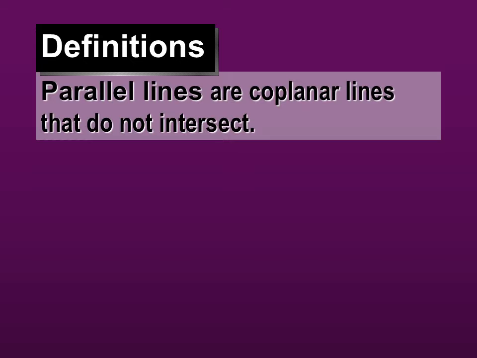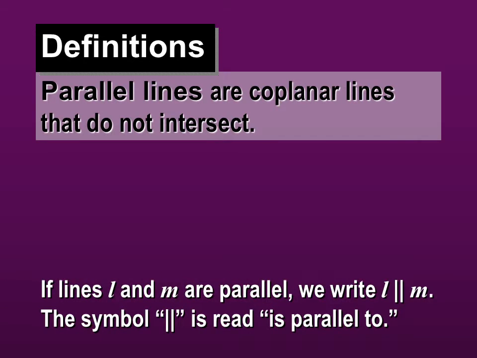So now we have a definition of parallel lines. Parallel lines are coplanar lines, so they have to be in the same plane. However, they do not intersect. If lines L and M are parallel, we can write it with the symbol of two vertical lines. So L is parallel to M. So that symbol is read is parallel to.